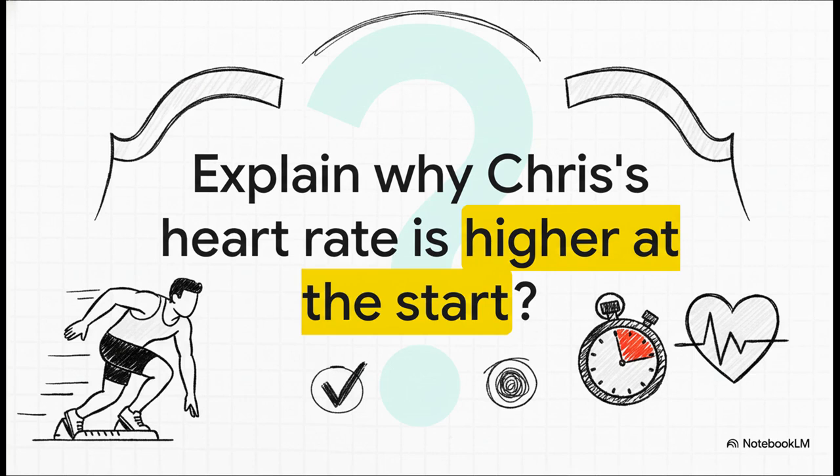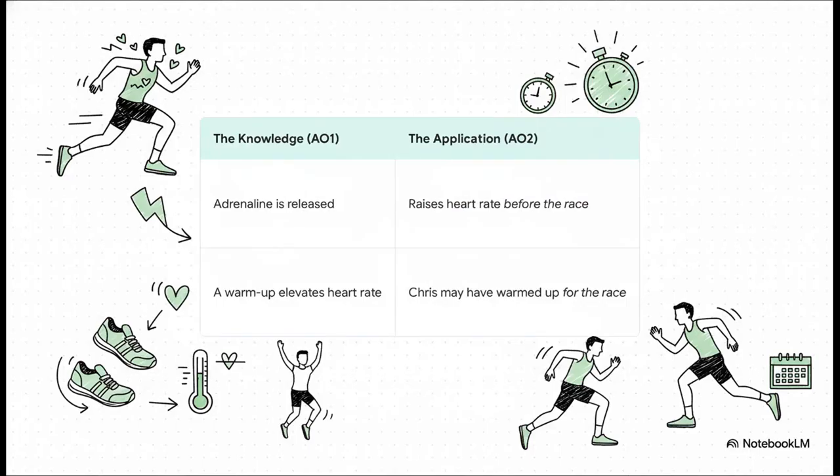We've got a situation, the start of a race, and the command word is explain. The question is for 2 marks, which is a big clue. It means we need 2 clear points, and both have to be applied directly to Chris. So how do we get those 2 marks?